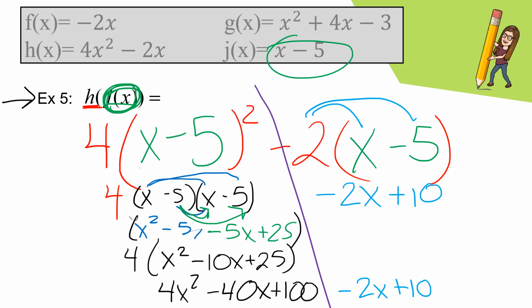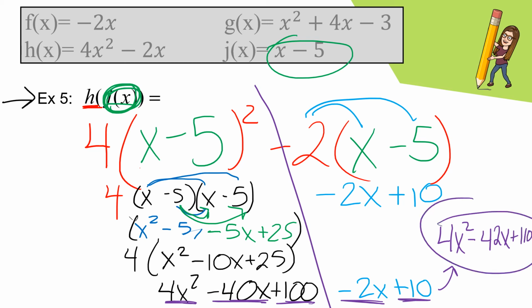And now I'm dealing with combining like terms. I'm running out of room here a little bit, so I'm going to write this in purple off to the side here. I have a single 4x squared. Okay. I have negative 40x's and negative 2x's, so I have negative 42x's, like terms, right? I have a positive 100 and a positive 10 for a positive 110.